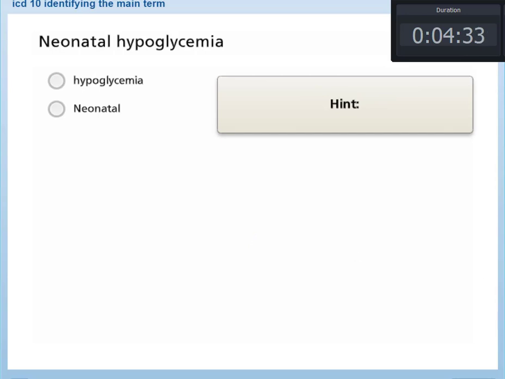For neonatal hypoglycemia, you may be a little confused about what your main term would be. But what you always have to realize is that what's wrong with the patient is what your main term is going to be. In this situation, what's wrong with this patient is that this patient has hypoglycemia. But what type of patient has hypoglycemia is going to be a subterm. So hypoglycemia is your main term and neonatal is your subterm.